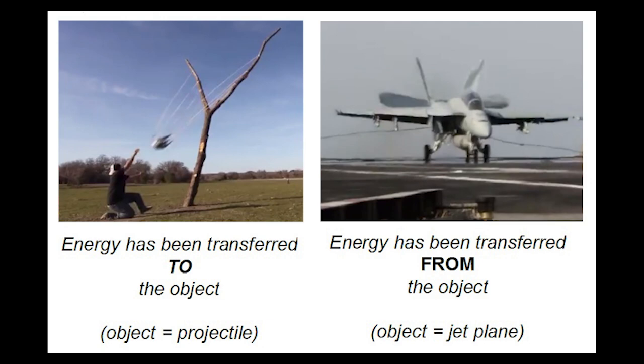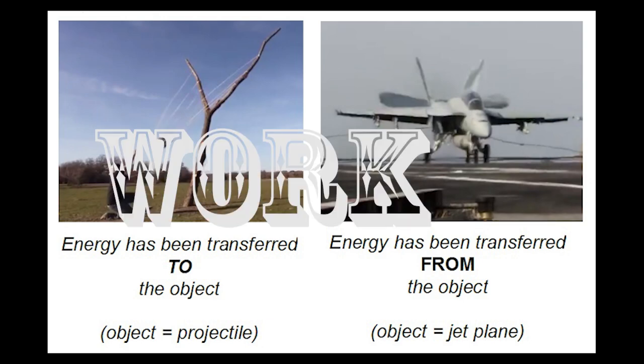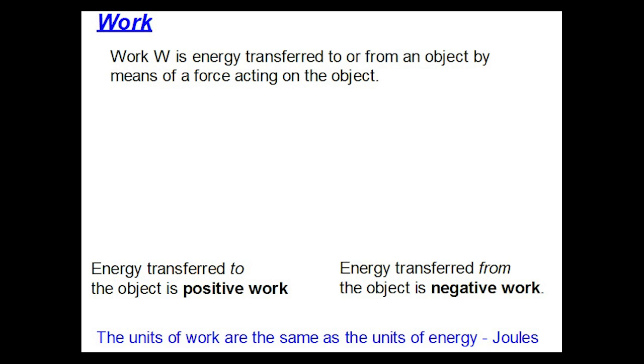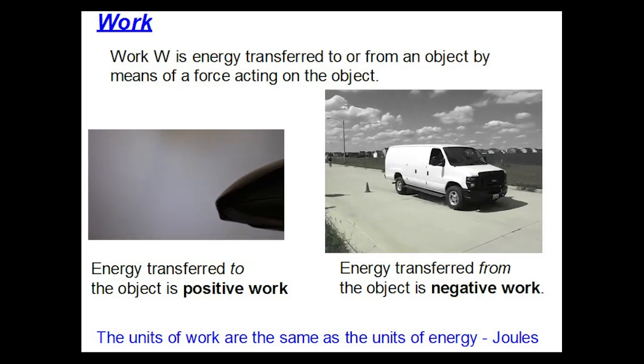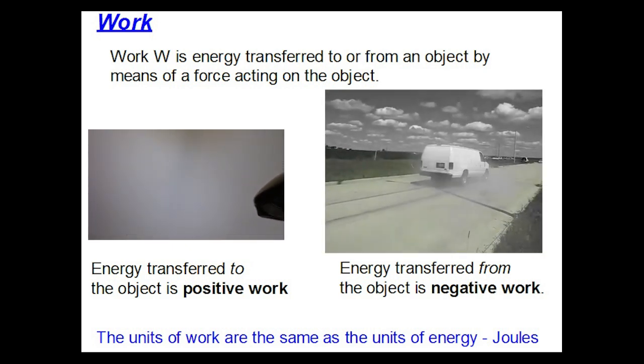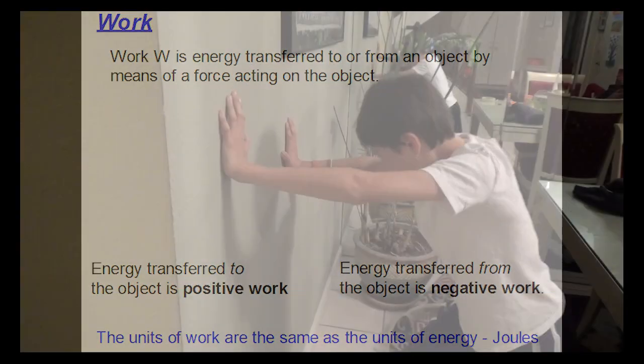In such a transfer of energy via a force, work, W, is said to be done on the object by the force. More formally, we define work as the following. Work, W, is energy transferred to or from an object by means of a force acting on the object. Energy transferred to the object is positive work, and energy transferred from the object is negative work. And the units of work are the same as the units of energy, joules.